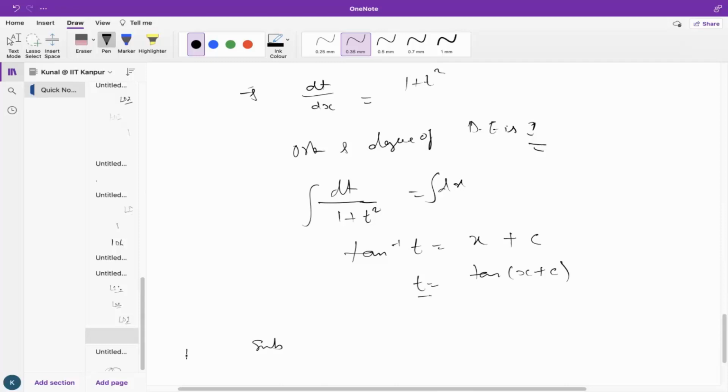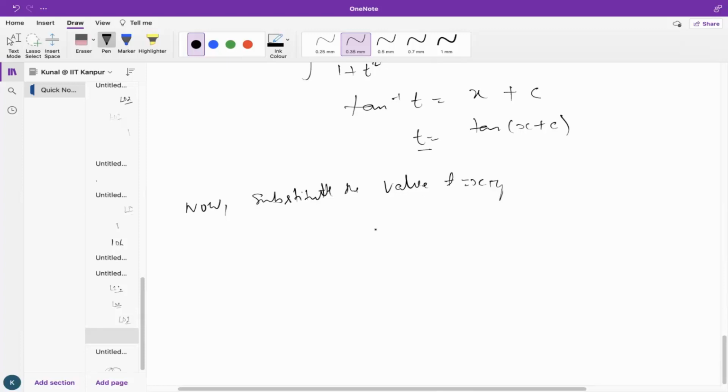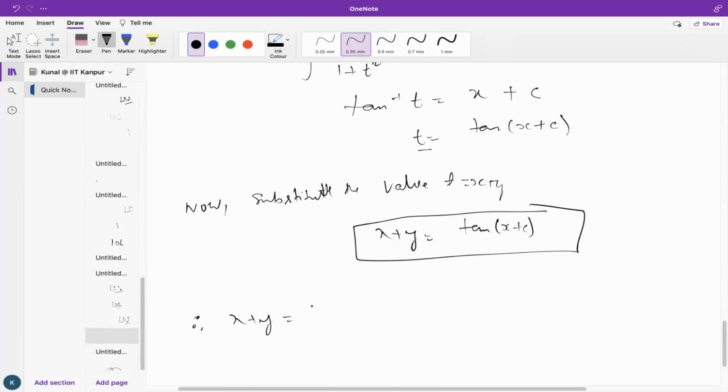So now substitute the value of t is equal to x plus y here. So we will get x plus y is equal to tan of (x plus c). This is our general solution. So x plus y is equal to tan of (x plus c) is the general solution for the differential equation.